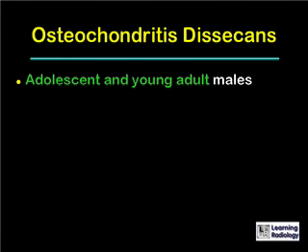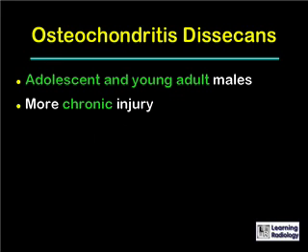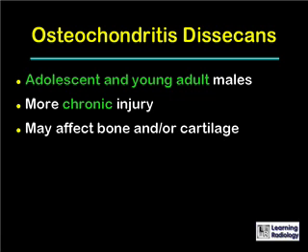Osteochondritis dissecans is relatively common. It occurs in adolescent and young adult males usually. It is a more chronic injury than osteochondral fractures. It can affect the cartilage or the cartilage and bone.